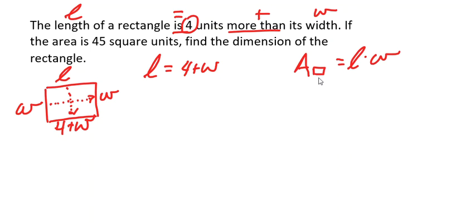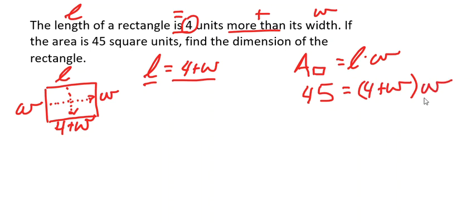So now we can fill in all of these variables. The area is 45. The length is, well, the length is 4 plus W. And the width, well, since we know what the length is in terms of W, we can just keep the width in terms of W also. And there we have it.